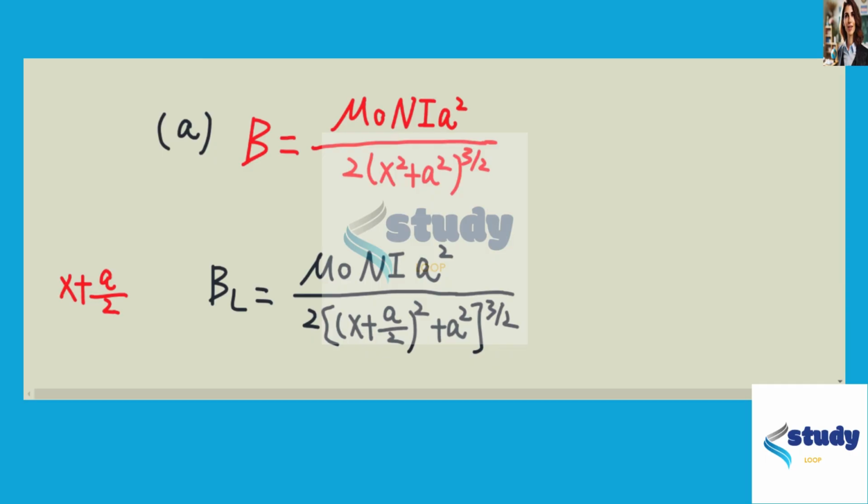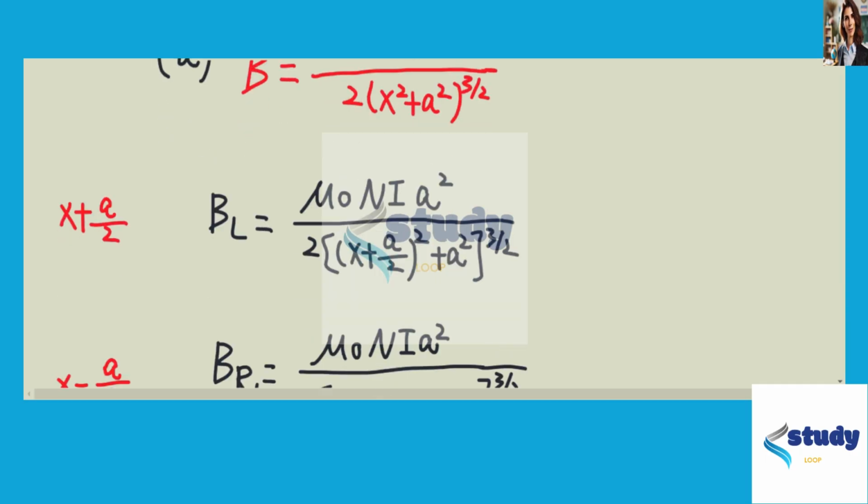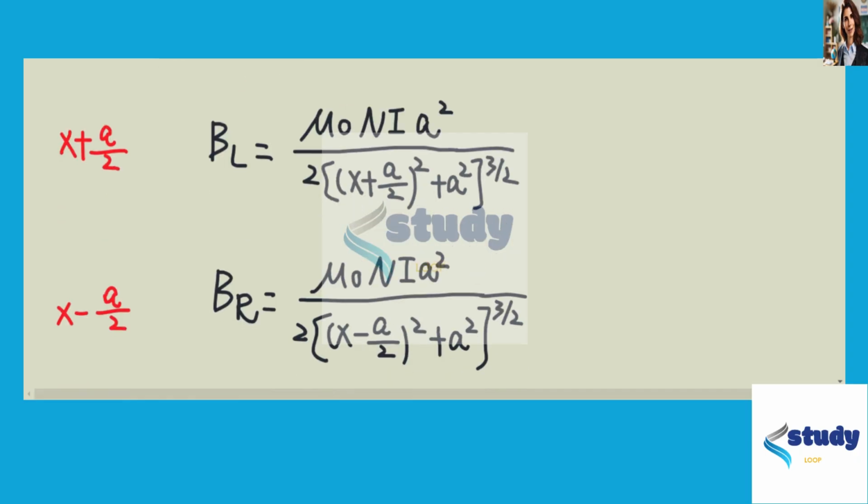to be determined. Okay, so therefore we have B_L, which is the magnetic field at the distance x plus a over 2 due to the left coil, equal to mu 0 n I a squared over 2 times x plus a over 2 to the power of 2 plus a squared to the power of 3 over 2. And B_R is the magnetic field at a distance x minus a over 2 due to the right coil, which is equal to mu 0 n I a squared over 2 times x minus a over 2 to the power of 2 plus a squared to the power of 3 over 2.